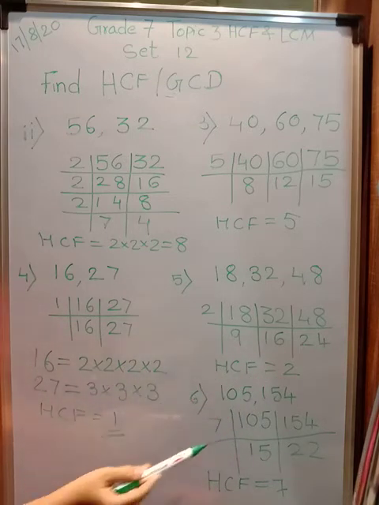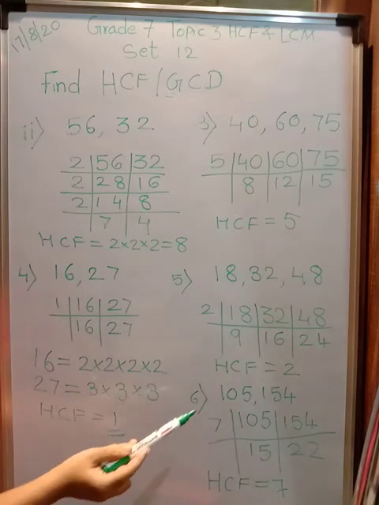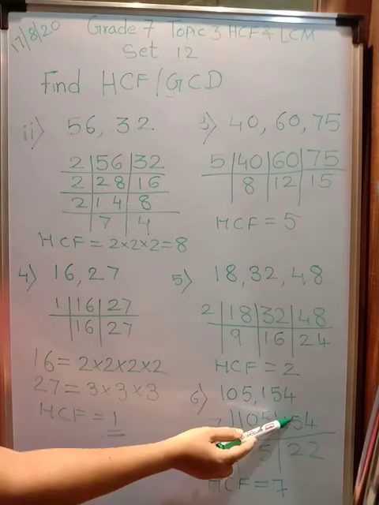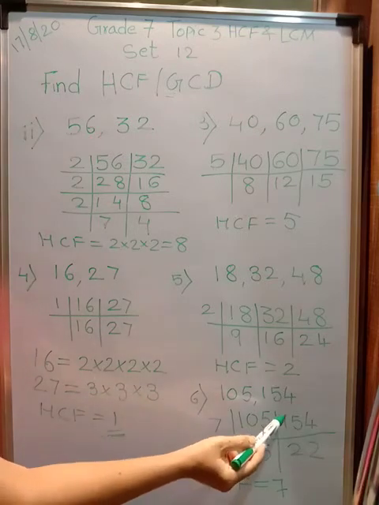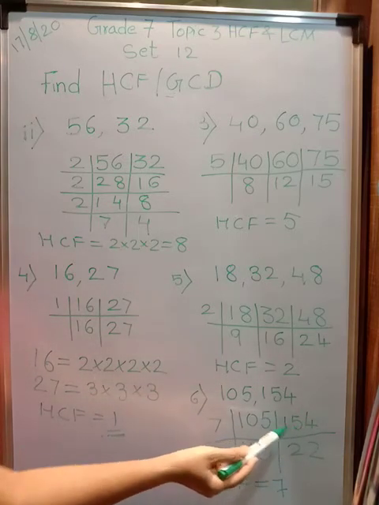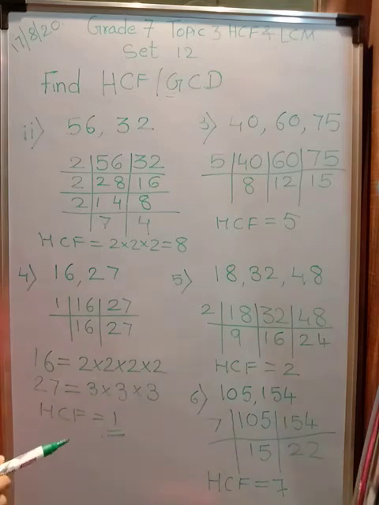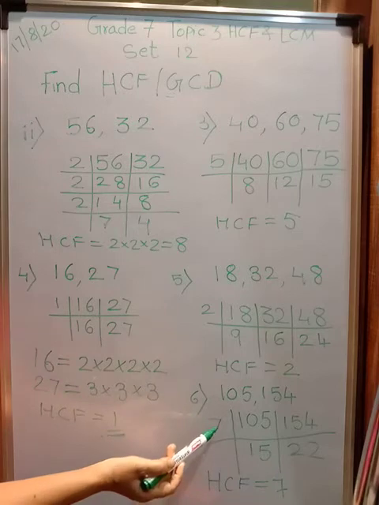Look at the 6th problem, 105 and 154. Try with 2, 3, 5. Both the numbers at a time are not divisible by 2 or 3 or 5. Individually they are. This is individually divisible by 2, but at a time it is not, 105 is not divisible by 2. So you can't use 2, 3 and 5.